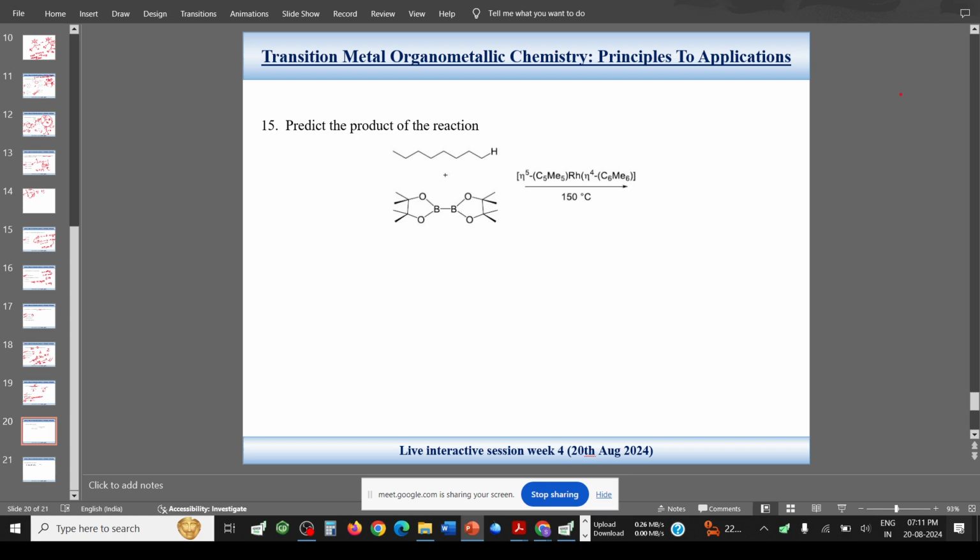Now what will happen? What is this? Hence, this is an octene, an alkene, and we are reading about CH activation. Yes, sir, here you can see multiple CH bonds.